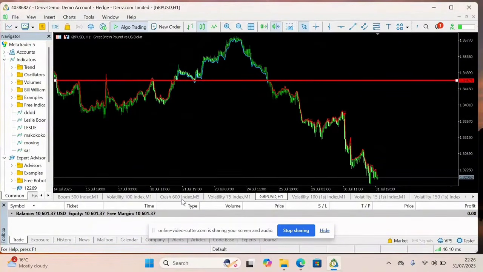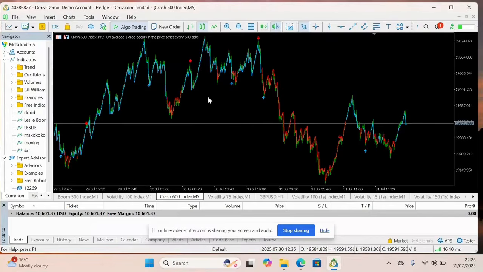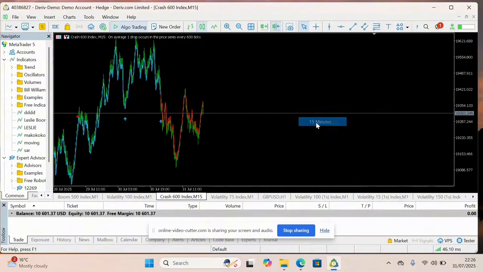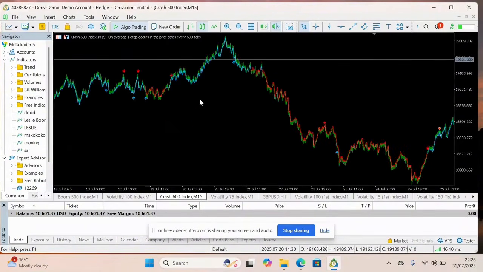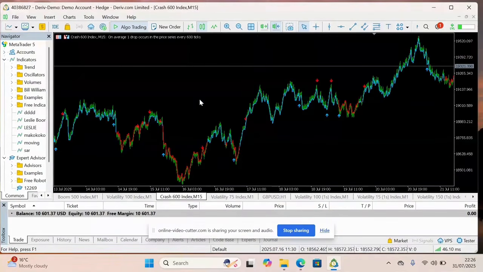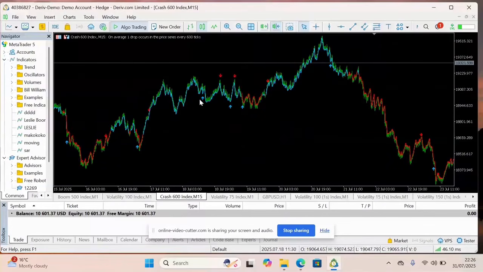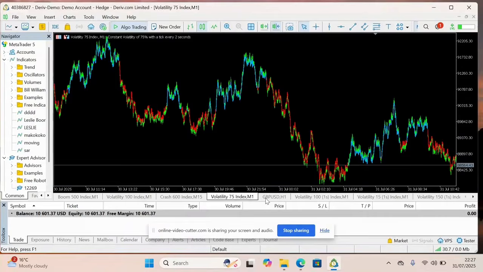You can actually use it on crash pairs, but you need to use it on M5. Use it on M5, don't use it on M1. I think the higher the time frame, on boom and crash pairs, the higher the time frame, the better it is. But I don't personally use it on crash and boom, because of the spike momentum, but I actually use it on volatilities and currency pairs.